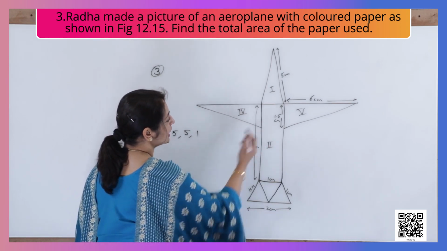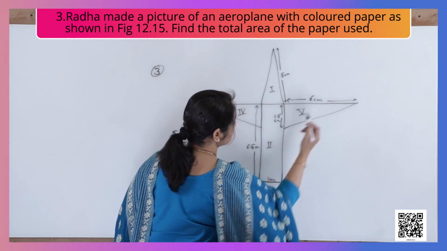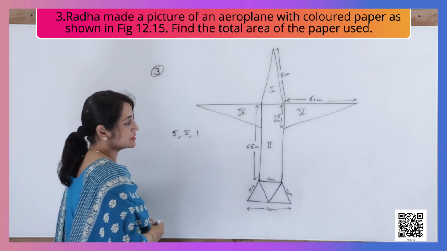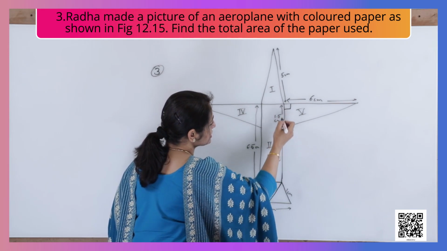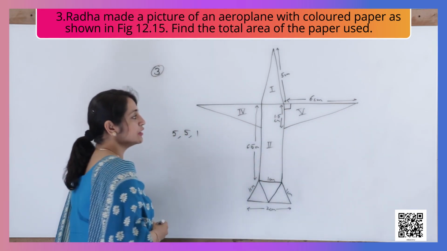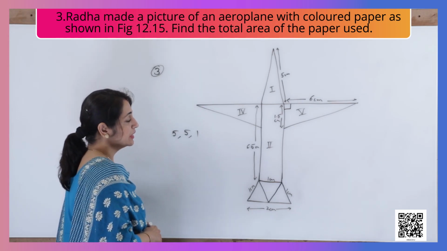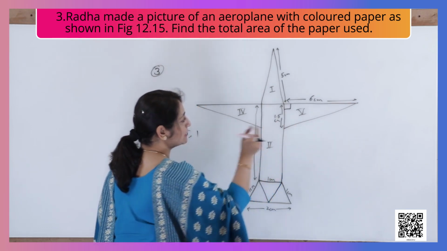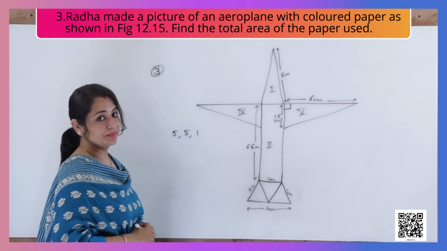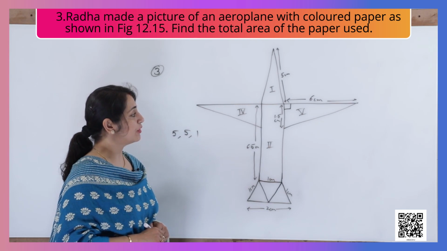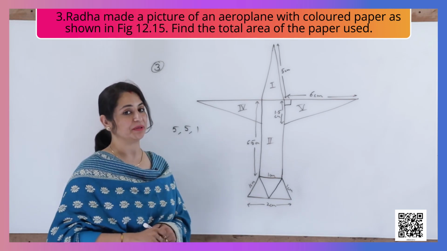Now looking at the fourth and fifth part, they both are equal. So this length is 6 centimeters and this is 1.5 centimeters. We know that this angle will be of 90 degrees. So if this is the base and this is the altitude, then the area of this right angle triangle can be easily calculated with the formula half into base into altitude. And then that area will be multiplied by 2 to get the area of this part also because these two parts are equal in area. Thus, we have calculated the area of all the 5 parts. So, by adding the area of all the parts, we will get the area of the total paper used.